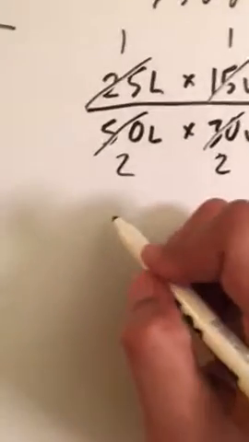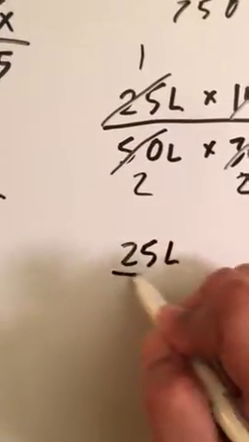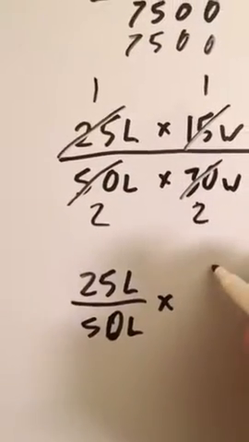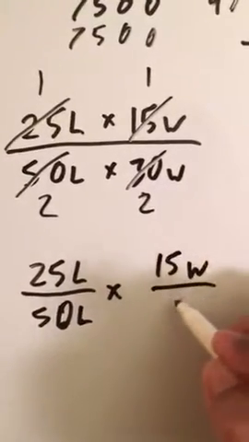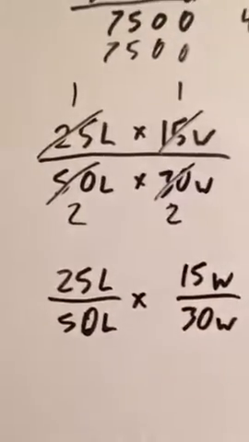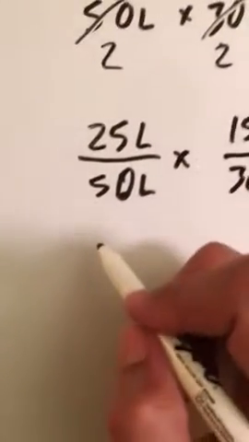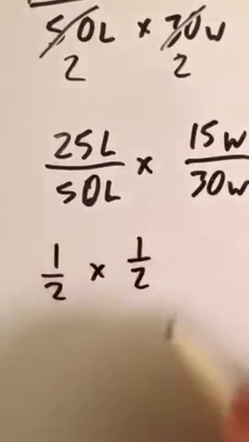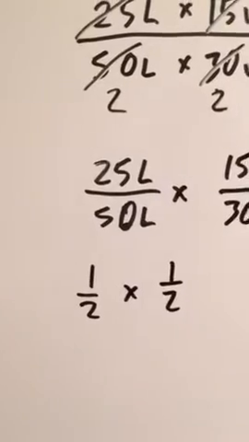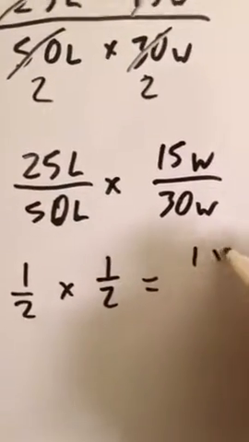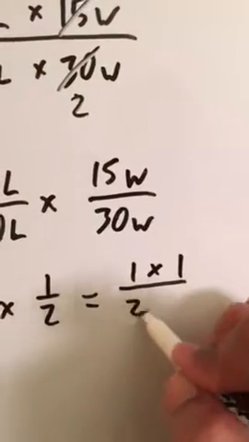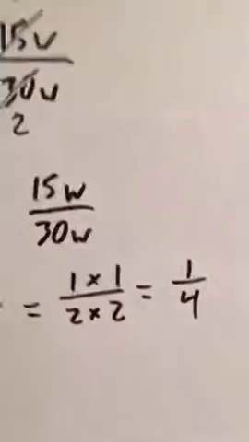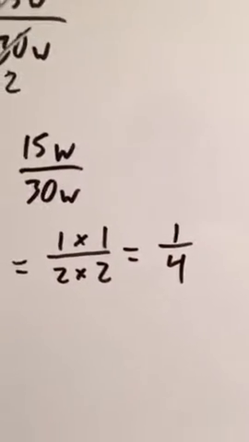It would be the same thing as doing 25L over 50L times 15W over 30W. So then this changes straightforward to 1 over 2 times 1 over 2. So all that equals 1 over 4. So that's the solution.